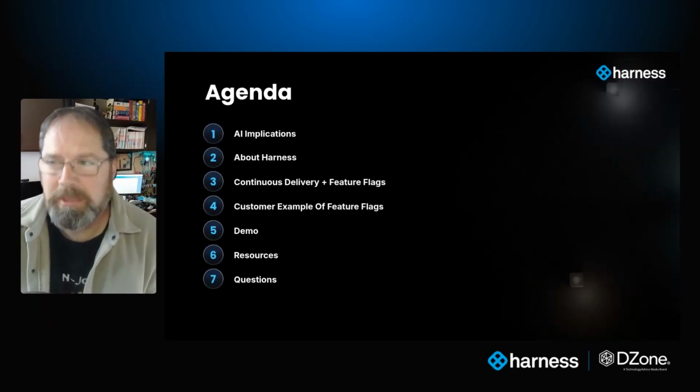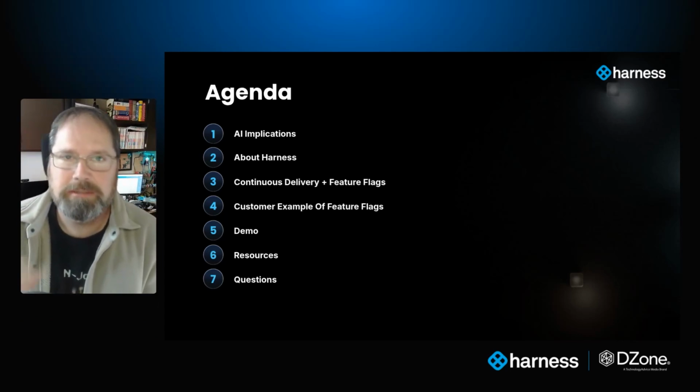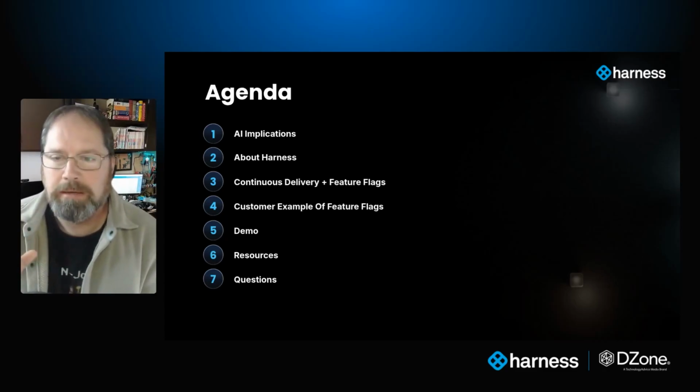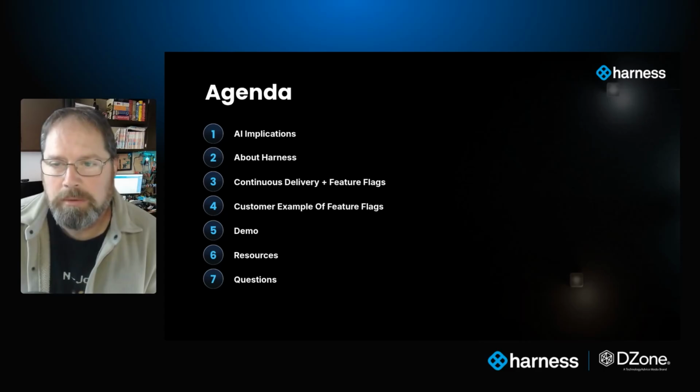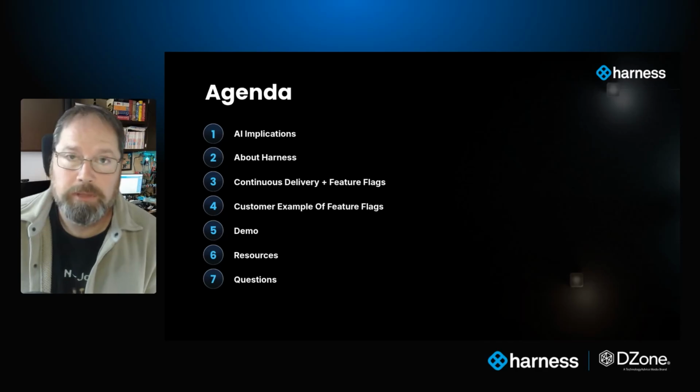All right, so speaking of what's interesting today, let's go over the agenda so you know what's coming up. I will talk about a little bit of the state of where we're at with AI, what's working, what's not. I'll give you a little bit of an intro into Harness in case you don't know much about us. It's always good to talk about the platform and level set a little bit. And then we'll go into continuous delivery and feature flags and how you can use them together to improve the processes that you have in place and make things a lot easier for your organization.